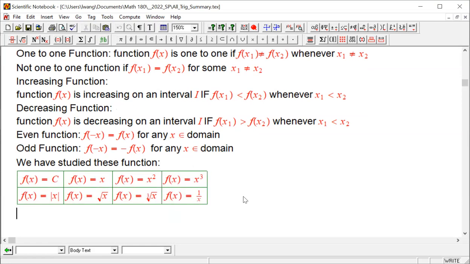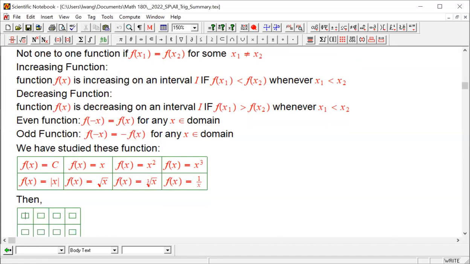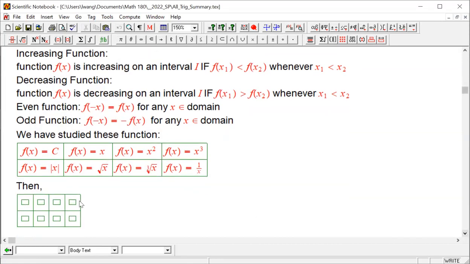And we continue that study, right? And then we studied the following functions, which are exponential functions and logarithm functions. We studied their domain and range, right?